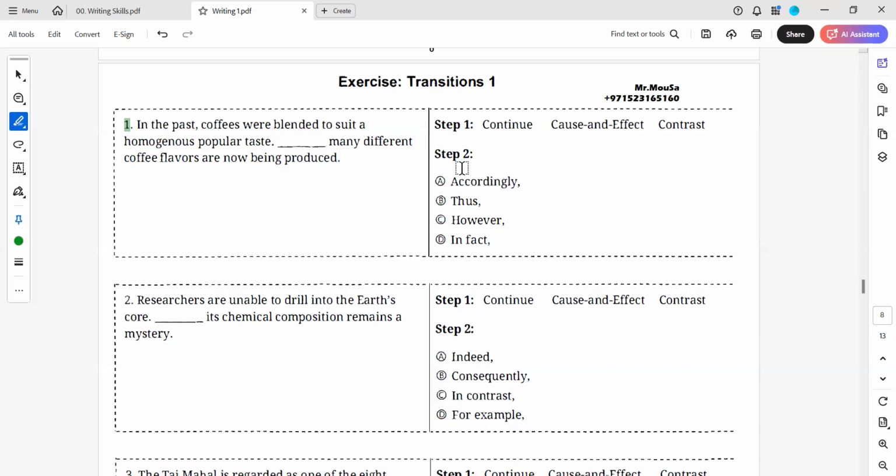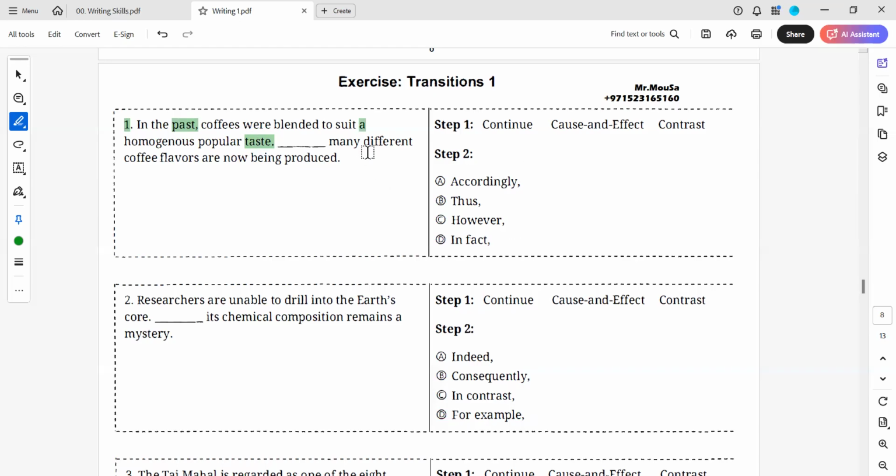Time's up here for that question. Let's check what do we have here. So, guys, the first idea, what do we have? We said in the past, coffees were blended to suit a homogeneous popular taste. Okay, one second. How many tastes in the past? How many? Guys, in the past, they said how many coffee flavors? Check that sentence. Is it one or more than one?